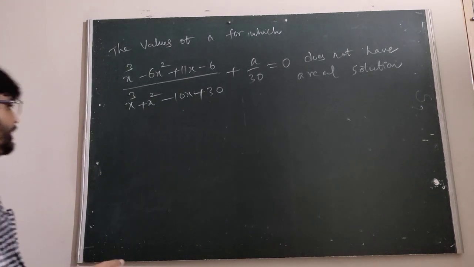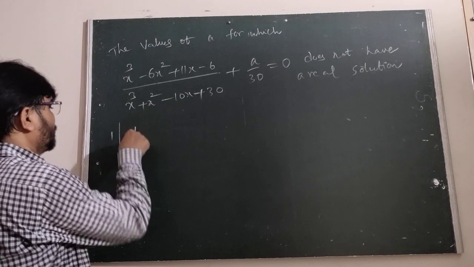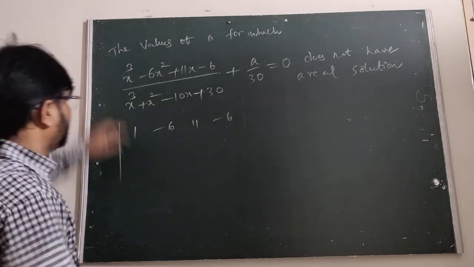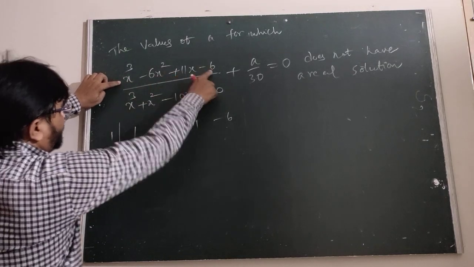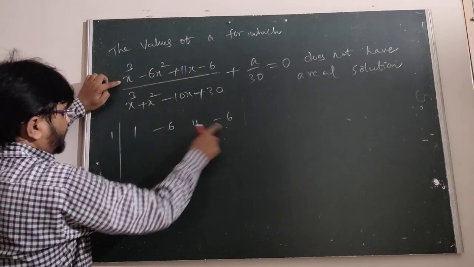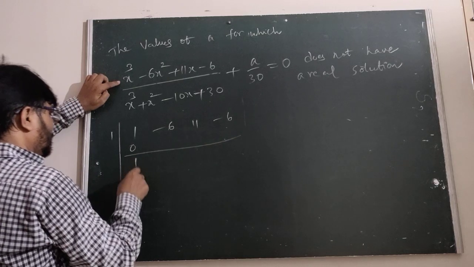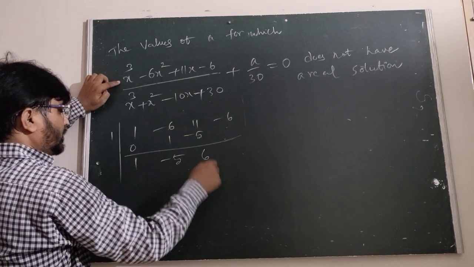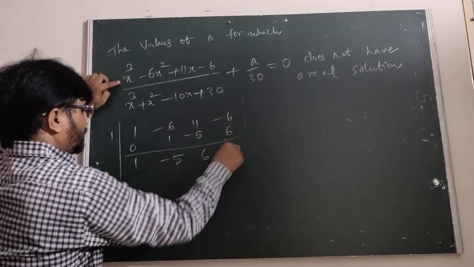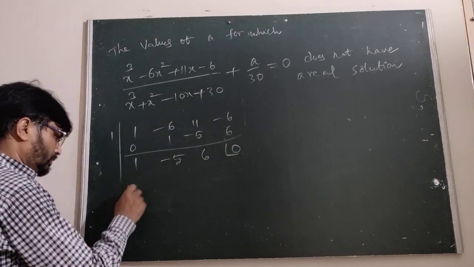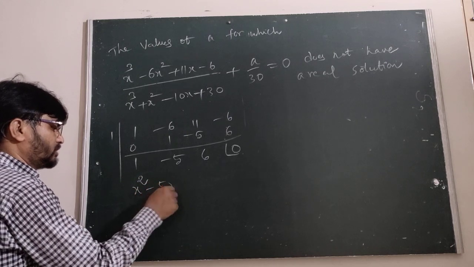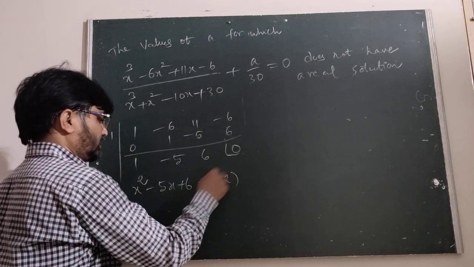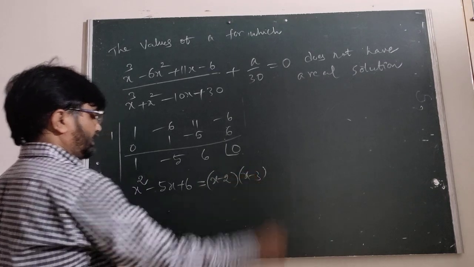Now we are taking 1, minus 6, 11, minus 6 by the Horner division. We are taking the coefficients of the numerator. Then it will be 1. 1 into 1, 1 minus 5. Now this is minus 5. Now here this is 6. Now it will be x square minus 5x plus 6. Therefore this expands into the two factors, x minus 2 into x minus 3.